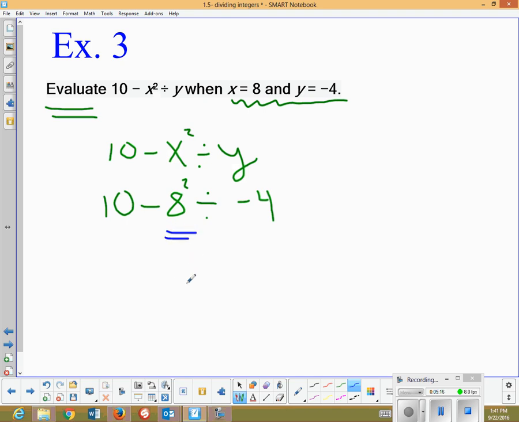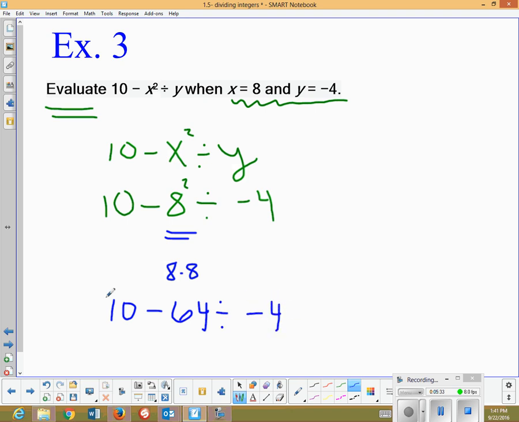That basically means 8 times 8, because 8 squared is 8 times 8. And what did we get? 64. Remember, we just bring down the sign, so that's a negative, and then bring down the 10, and then divide it by -4.